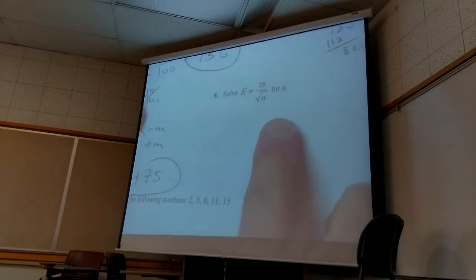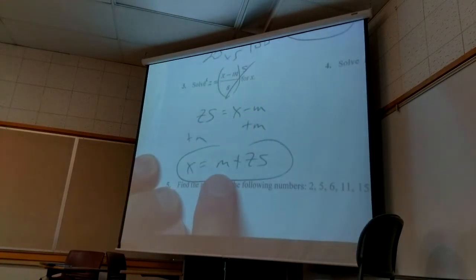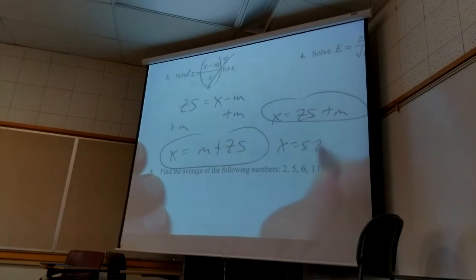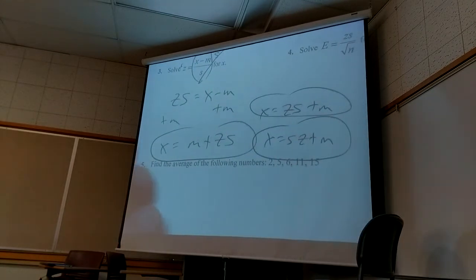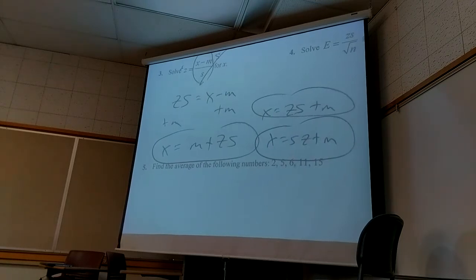What about number 4? Oh wait, what was the final answer? Oh, sorry. You can say x equals zs plus m. You can have x equals sz plus m. Whatever. They're all the same thing, right? Z times s is s times z. M plus sz is sz plus m. Commutativity, you guys remember that property?